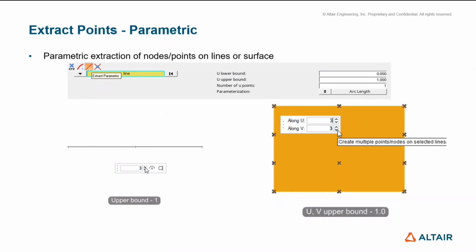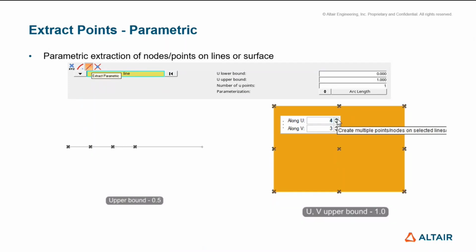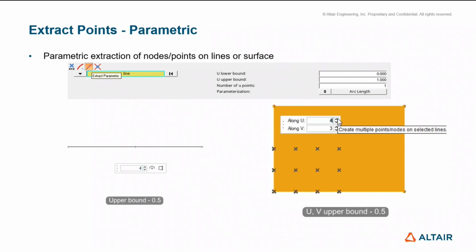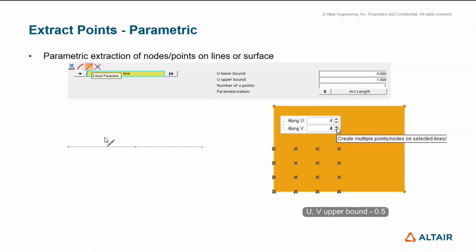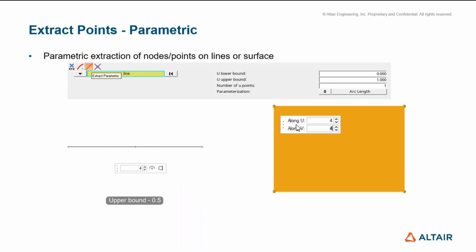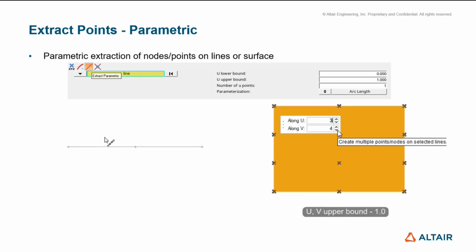The next one is the extraction of the nodes or points on the lines and surfaces. So you can see here we are extracting points. Earlier I showed nodes. Again, the logic is the same, but now here we are creating points, which are free points.